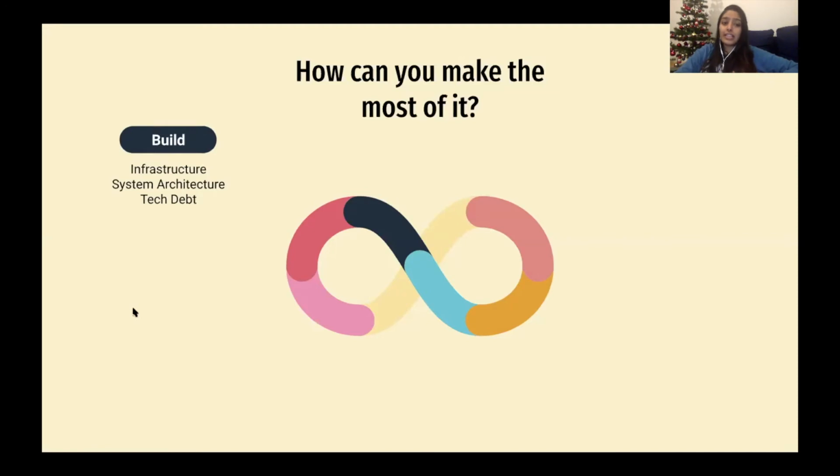Firstly, as engineers, you can talk about the build, the infrastructure, the system architecture, technical debt, and bring those points in. You can talk about the plan, the roadmap, the timeline, the pressure. Yes, a lot of times people say, but this is the product owner's perspective. That doesn't mean you cannot challenge it. That does not mean you cannot contribute to it.